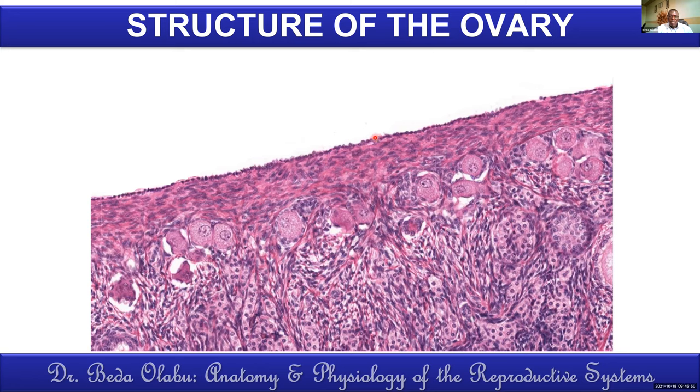So the germinal epithelium refers to the simple cuboidal epithelial lining on the ovary that covers the tunica albuginea of the ovary. The tunica albuginea is a thick connective tissue layer that covers the ovary. The two, tunica albuginea and germinal epithelium, constitute the ovarian capsule. Then deep to it, we have the ovarian cortex, which contain ovarian follicles at different stages of maturation. Apart from the ovarian follicles, the cortex also contain the stromal cells of the ovary.